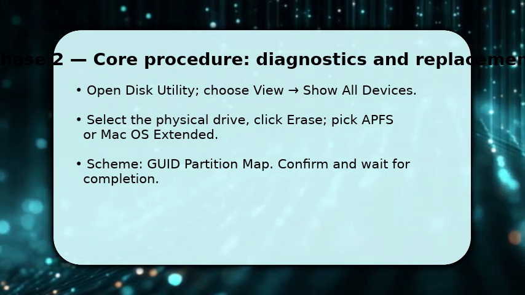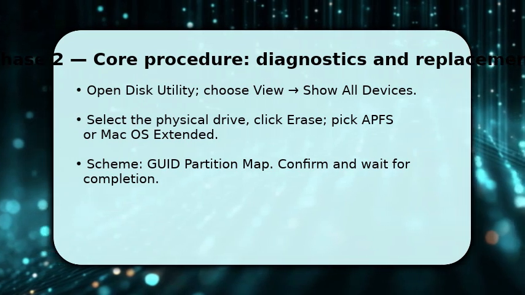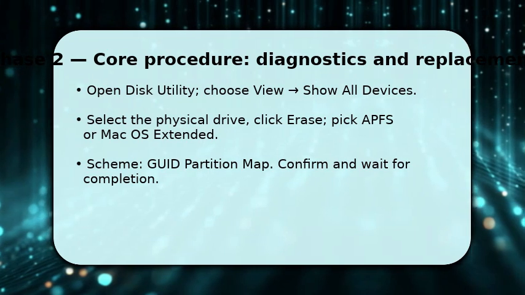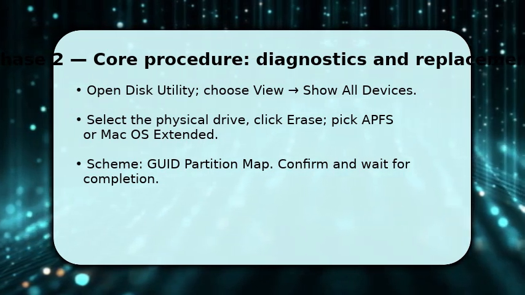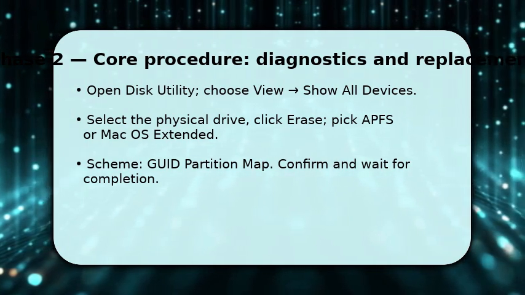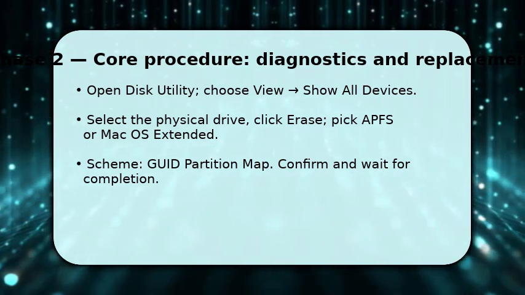Select the top-level physical drive, click Erase, then pick APFS for modern Macs or Mac OS Extended if needed for older Mac OS versions. Make sure the scheme is GUID Partition Map. Confirm the erase and wait. The utility verifies and recreates the container and partition.